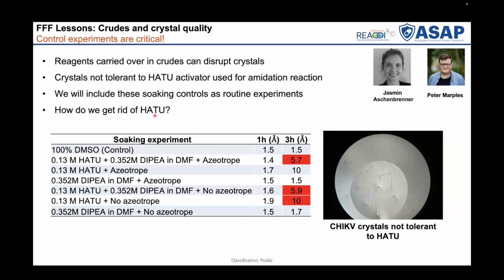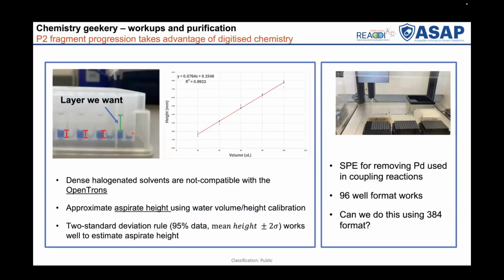And the key culprit here was the HATU activator, which is key to the amidation reaction. So this led us to work on a bunch of workup. This is chemistry geekery. This is basically use an aqueous workup to remove the HATU. So it's water wash. And the idea is to use this liquid handler to extract the organic phase.